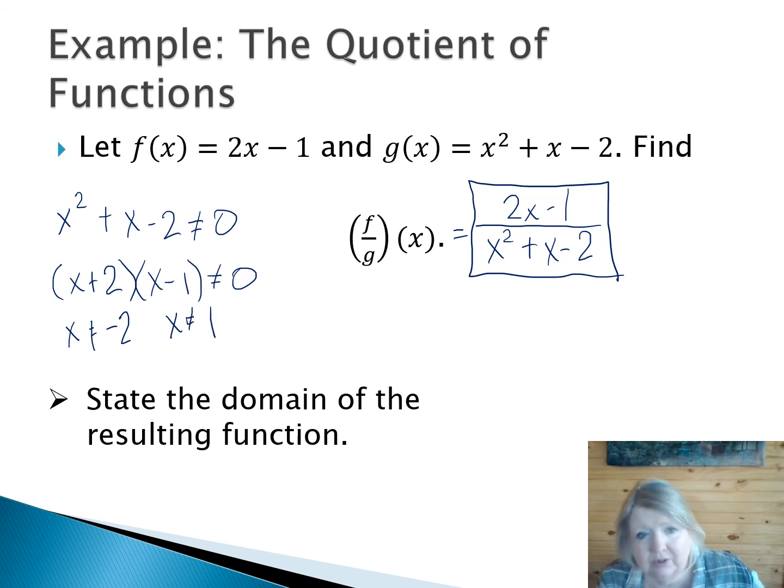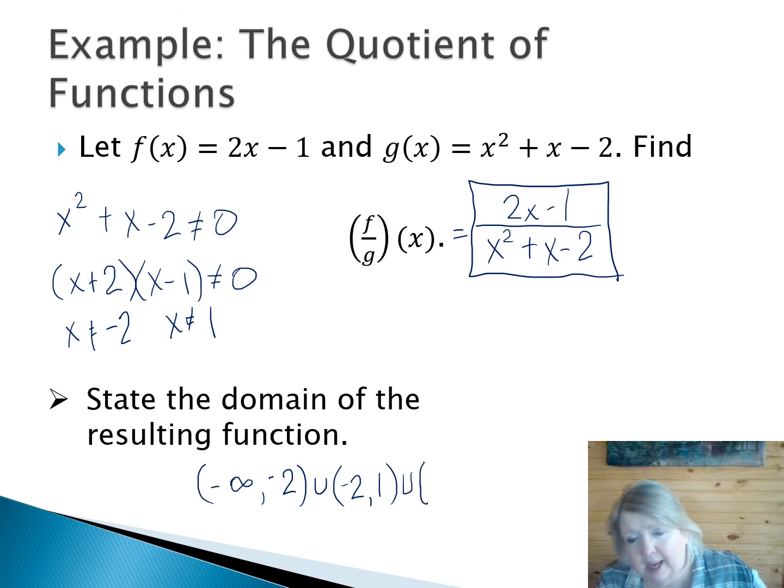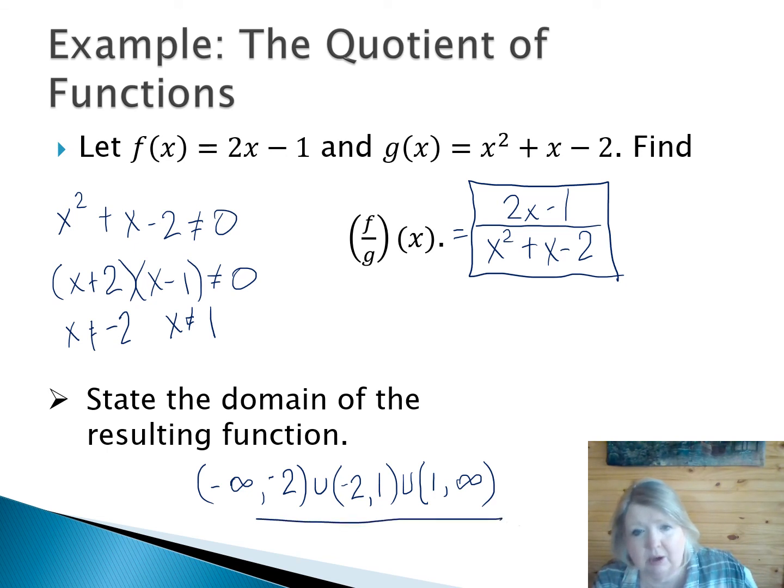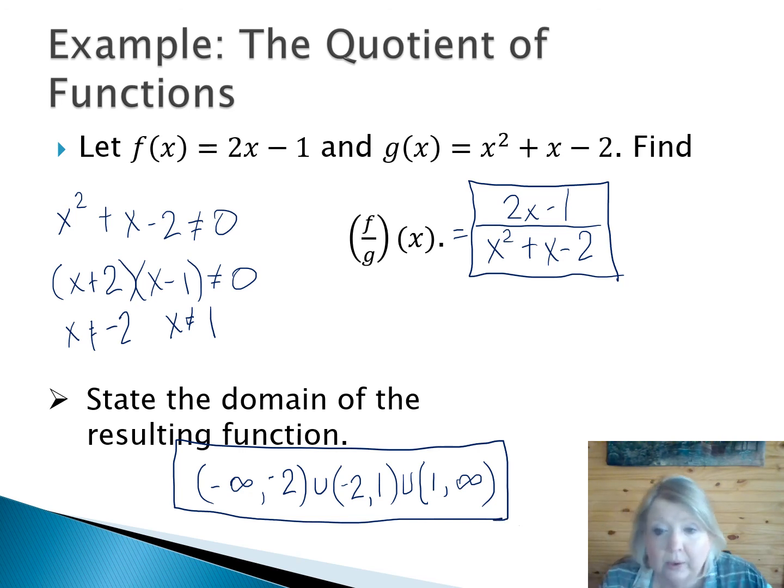So when I state the domain of the function, it is no longer all real numbers. I can go up to -2, but then I have to jump over -2. I can go up to 1, but then I have to jump over 1. X cannot be -2 and x cannot be 1 because either of those numbers would cause that denominator to be a 0. So on quotients, there's a little something extra you have to pay attention to. You've got to be sure that you do not let that denominator equal 0.